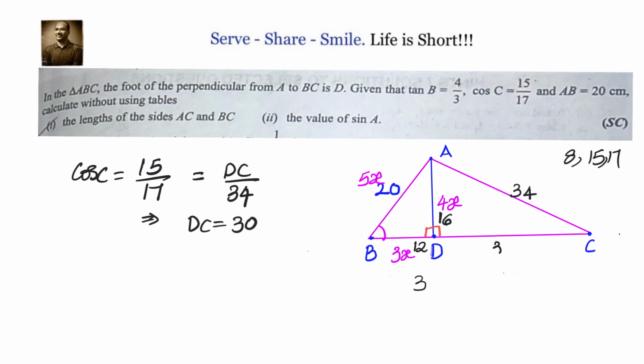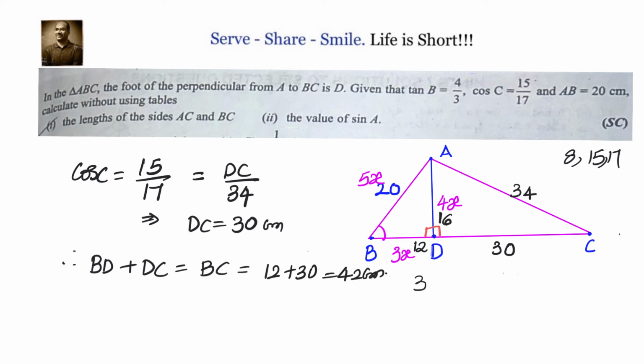So DC is 30 centimeters. Therefore, BC will be how much? BC will be BD plus DC equals BC, and that is equal to 12 plus 30, which is equal to 42 centimeters.